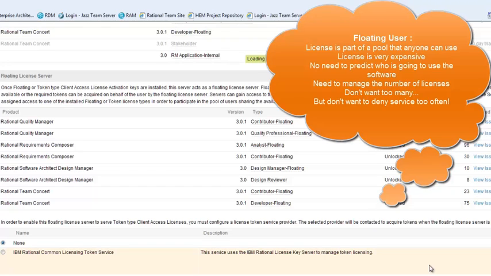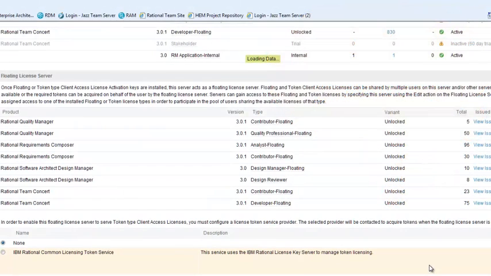It's almost as if anybody can use the software, but for each person that uses the software, while the software is in use, he's checked out one of the keys. So if you see, for example, with Rational Requirements Composer, we have a total of 96 licenses available. That means if 96 people are using it at the same time, and a 97th person tries to use it, they'll get locked out and they won't be able to use it.